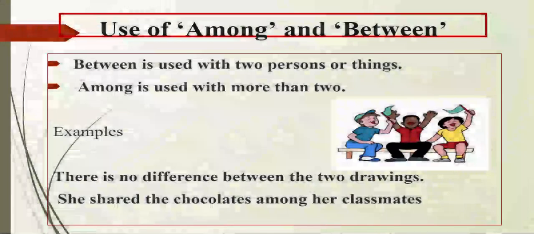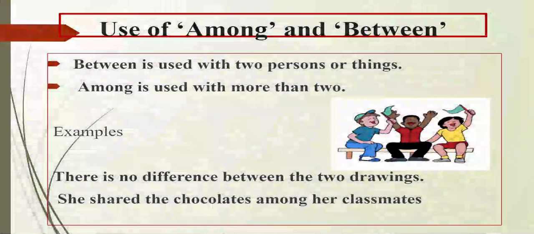Use of among and between. Between is used when two people or things are there. Between two things. Like Rohan was sitting between Anisha and Arjun. And among is used when we're talking about more than two. Distribute your chocolates among your friends.